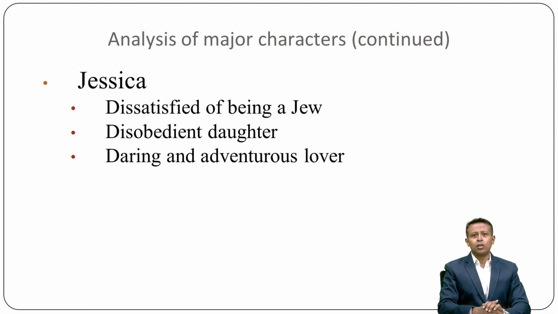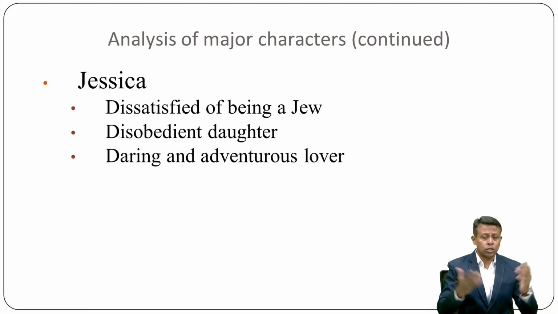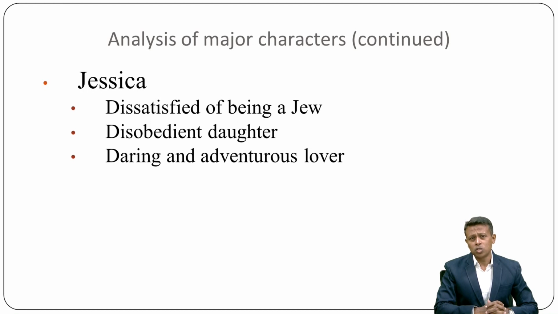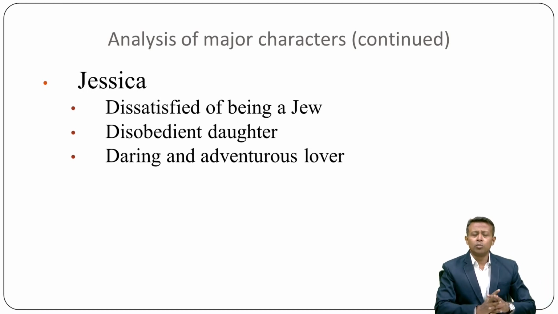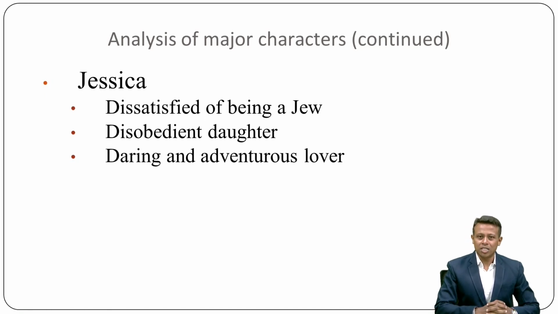Shylock had asked her not to go outside, not to venture outside, to keep the windows and doors closed, since there is a Christian procession which is going to pass below their house. But she's disobedient. She flaunts the rules made by Shylock, and she goes and elopes with Lorenzo. She's also a daring and adventurous lover.